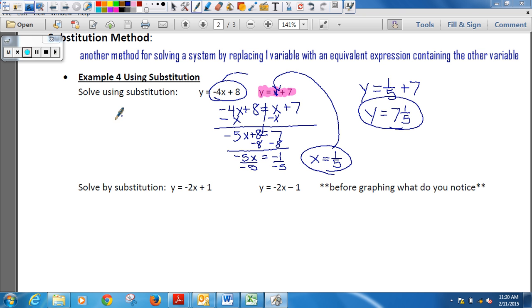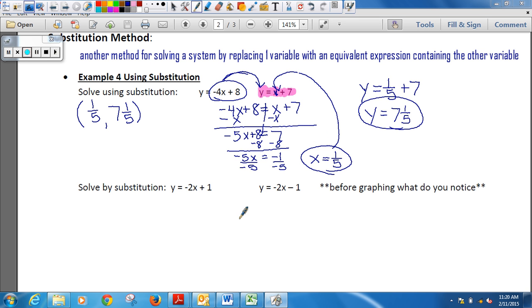I now have my x and y, so my last step is to write it as the ordered pair of 1/5, 7 and 1/5. And remember, you can always check your solution by subbing it into both of them. So we actually sub in twice. We sub it in to the original, and then we sub our answer in once we have it to solve for the other variable.